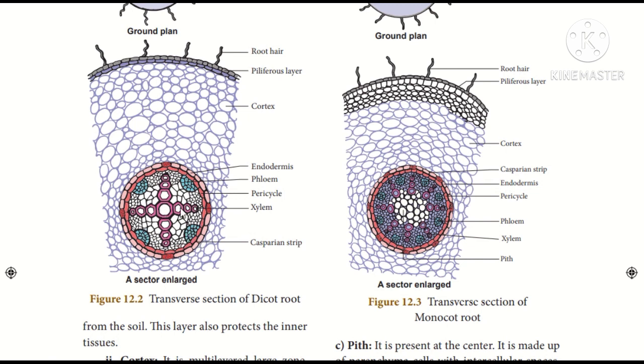So children, here you have two short answers: what are Casparian strips and what are passage cells? This will be asked as short answers.